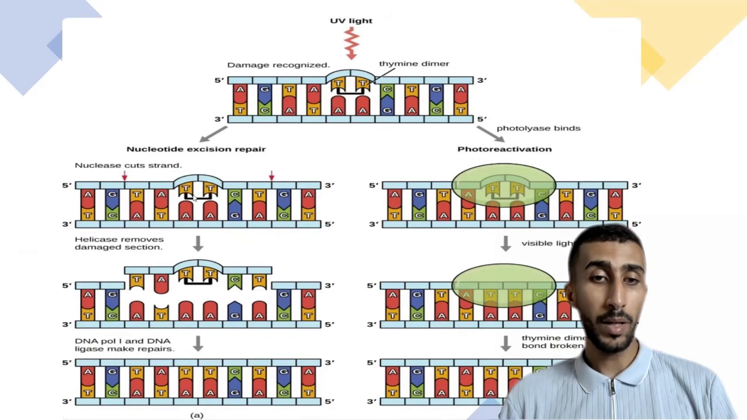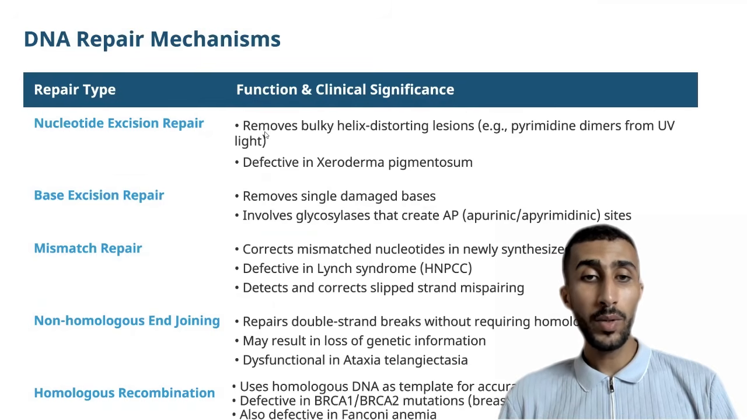So we have these pyrimidine dimers, and the nuclease is going to cut some base pairs far away, and the helicase is going to remove the damaged section, and DNA polymerase 1 and DNA ligase are going to make the complementary strand and ligate it. So this is the way we remove bulky helix-distorting lesions such as pyrimidine dimers from UV light. And this is defective in xeroderma pigmentosum.